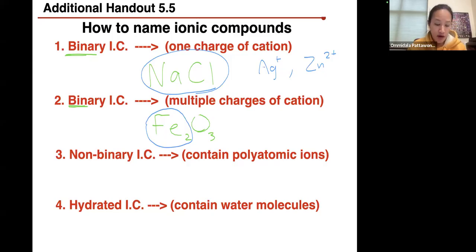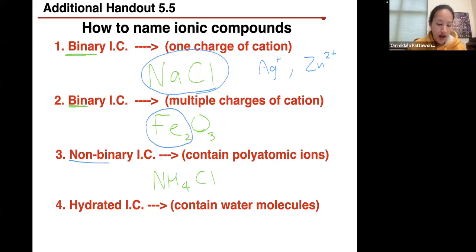The third one is the non-binary, which means you're going to have many elements. It can have multiple elements. An example of this is those that contain a polyatomic ion, something like ammonium. NH4Cl, for example, contains many elements. We're going to talk about the name of this as well.